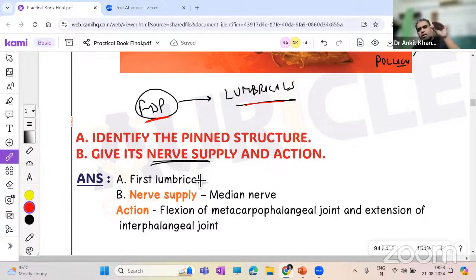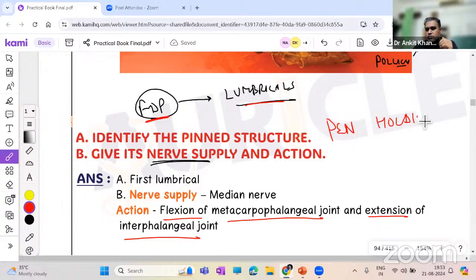When I'm holding the pen, what is the action occurring at my joints in the hand? This joint over here between the palm and the finger is the metacarpophalangeal joint, the knuckles. So you can see the flexion of the metacarpophalangeal joint. Second action you're seeing over here is the fingers are straight, fingers are extended. So my interphalangeal joints are extended. So there's extension of, just remember, pen holding position.